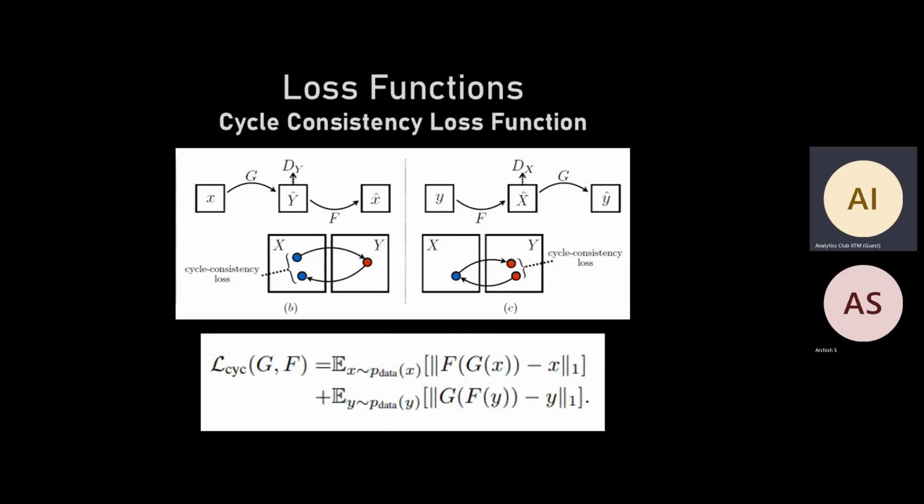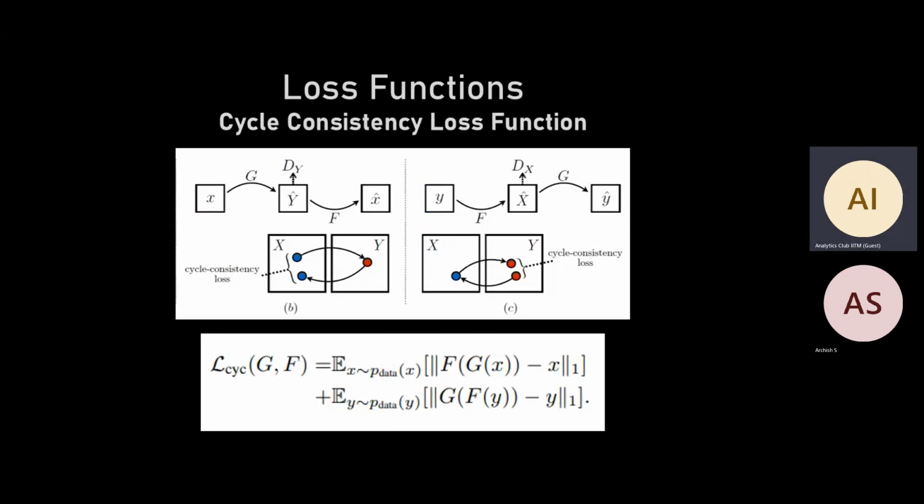The next loss function is unique to the CycleGAN, which is the cycle consistency loss function, where, like I said, we compare the image X and the reconstructed image X dash to see if they are equivalent. Here, G of X gives us Y, and F of G of X gives us X dash, essentially, which is a reconstructed image.